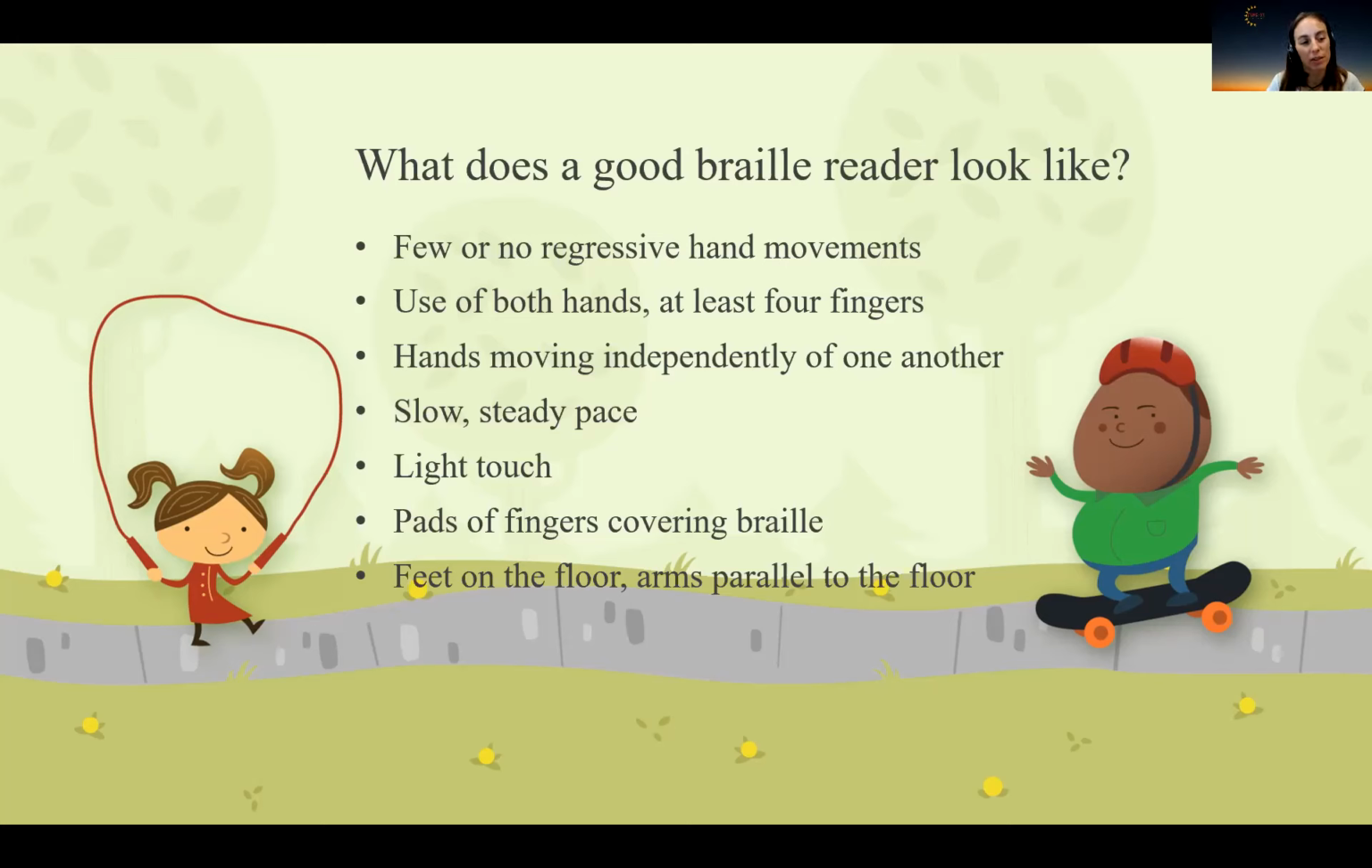But those trailing fingers are also going to be important. They're going to let the reader know, help them stay on line and help them keep track and know what has just passed. And the lead fingers are going to find the end of the line first. And they're all working together, and good Braille readers' hands are moving independently of one another. They can look at 2 different things. Their brain can perceive 2 different things at the same time.